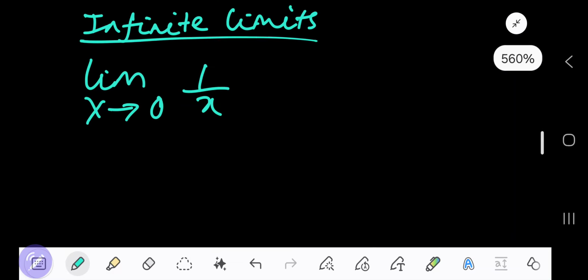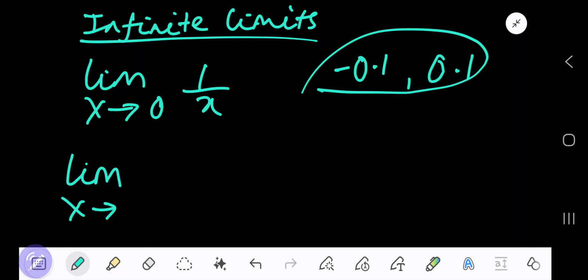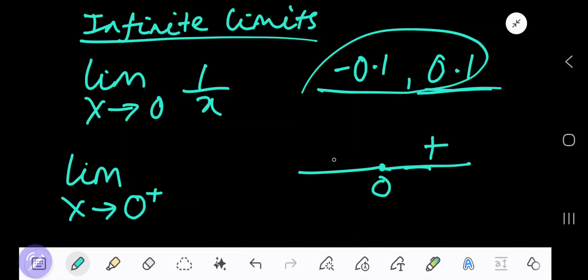We can't directly plug in 0. So let's say we plug in a value close to 0. We can plug in values close to 0 from two sides. We can plug in something like negative 0.1, or we can plug in 0.1, because they're both close to 0. Suppose we plug in a value from the right side, so 0.1 on the right side of the number line. Basically, if this is 0, there is a positive side and a negative side.